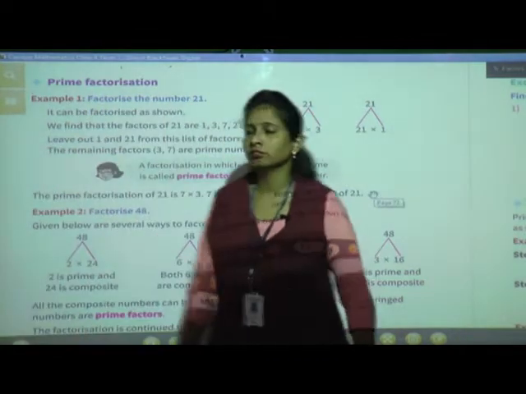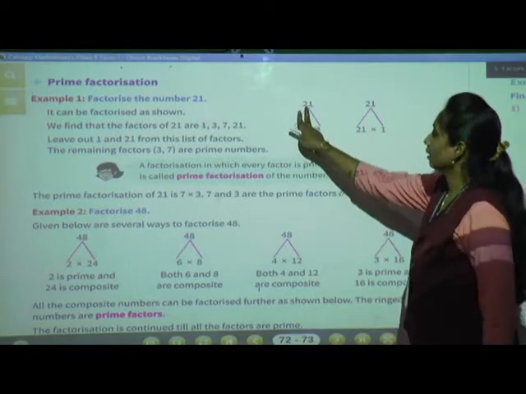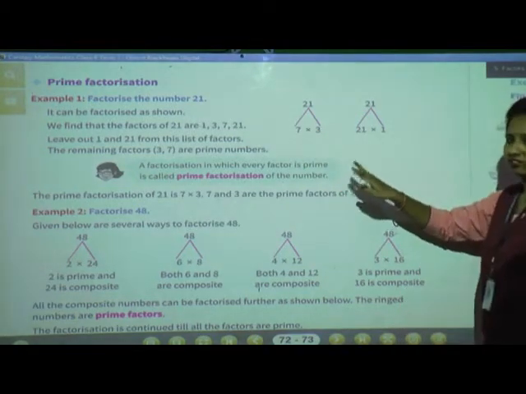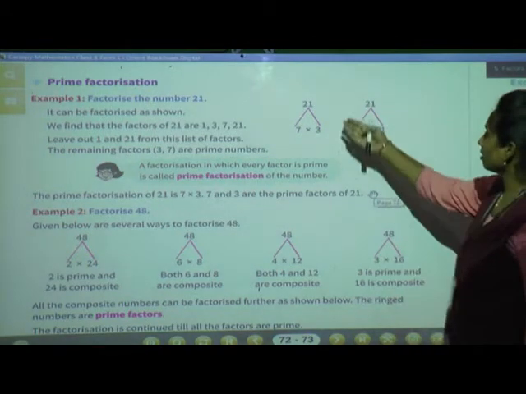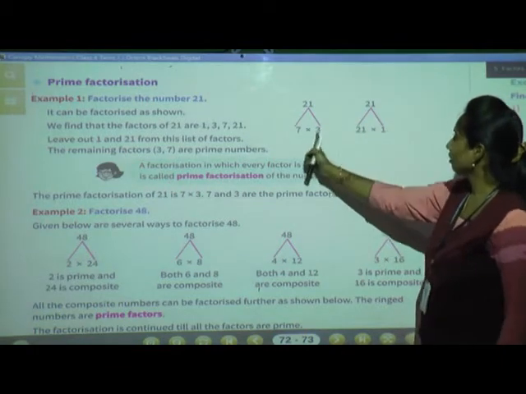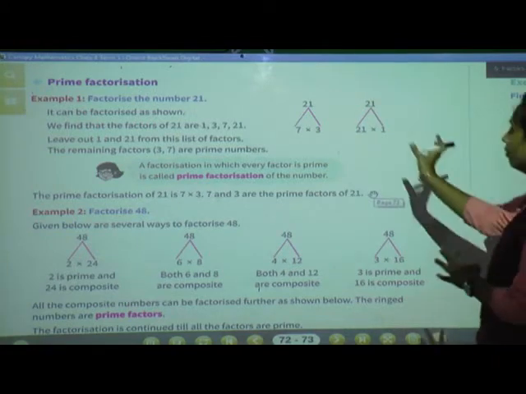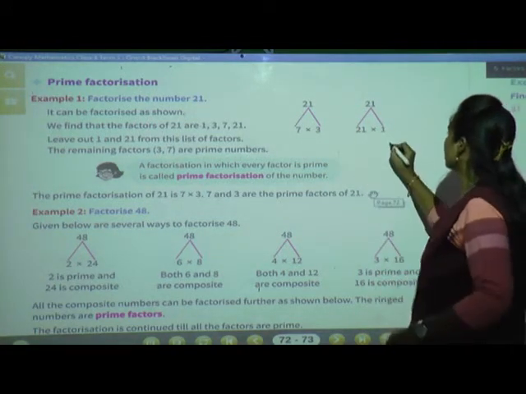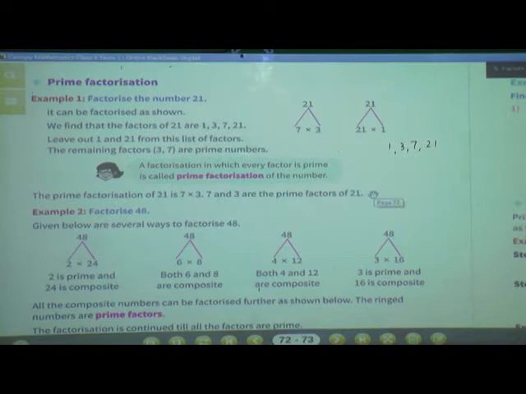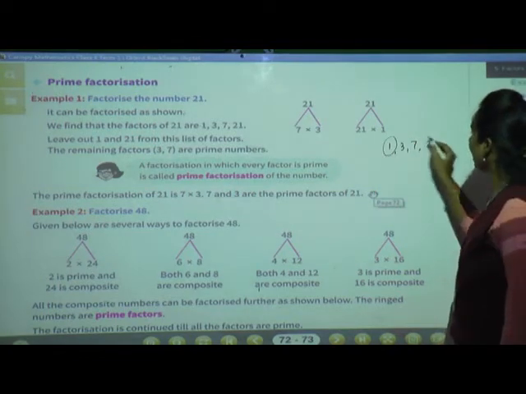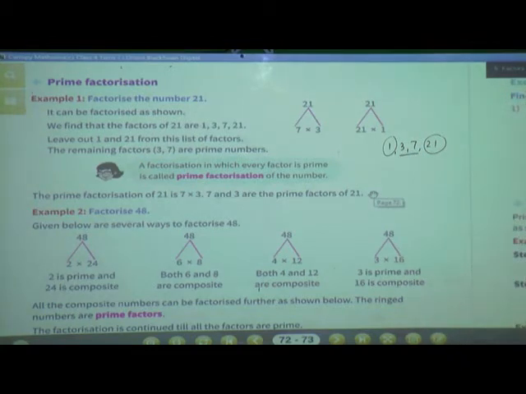Okay, now 21 we can split into 7 multiplied by 3, we get 21, and also we can find out the factors of 21, that is 21 ones are 21. So we find the factors of 21 are 1, 3, 7 and 21. Now leave out 1 and 21 from the list of factors. What are the factors of 21? Yes, 1, 3, 7 and 21. Now what we have to do? Leave the 1 and 21. Now what are the remaining factors? 3 and 7.